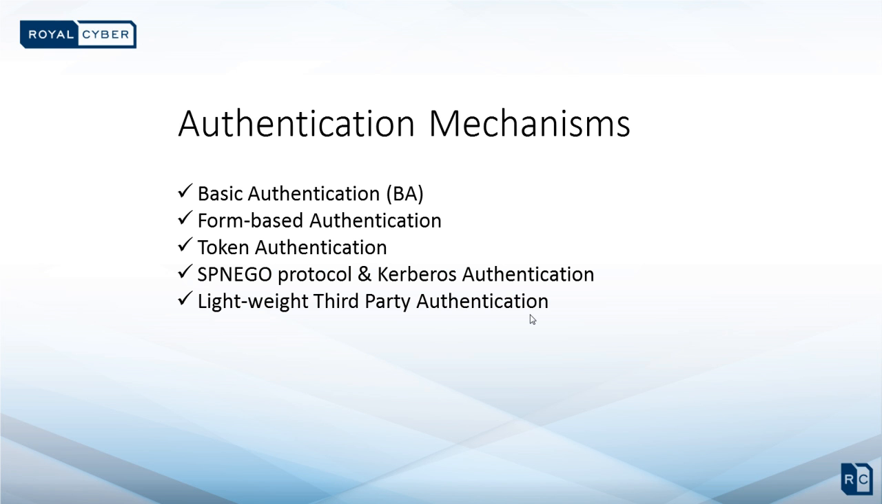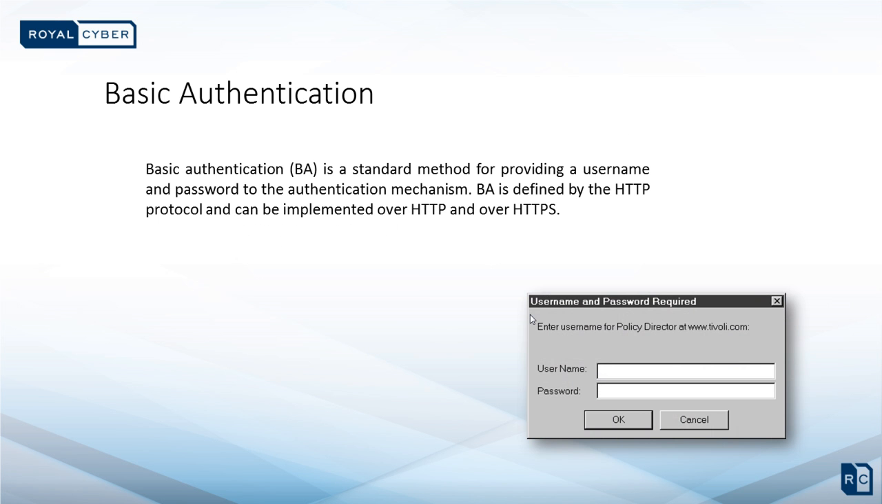There are common authentication mechanisms offered by Security Access Manager. As you can see, basic authentication, form-based authentication, token authentication, and others. So let's take a look at each one of these individually. The first one is basic authentication. This is the standard method, commonly used around the industry, for providing a username and password.